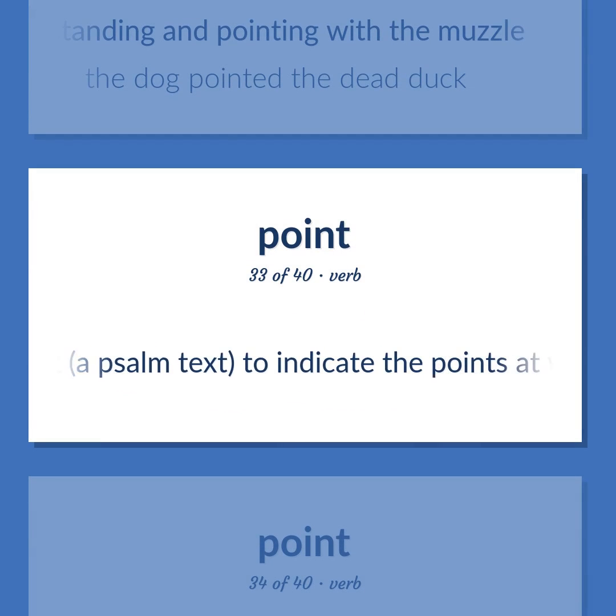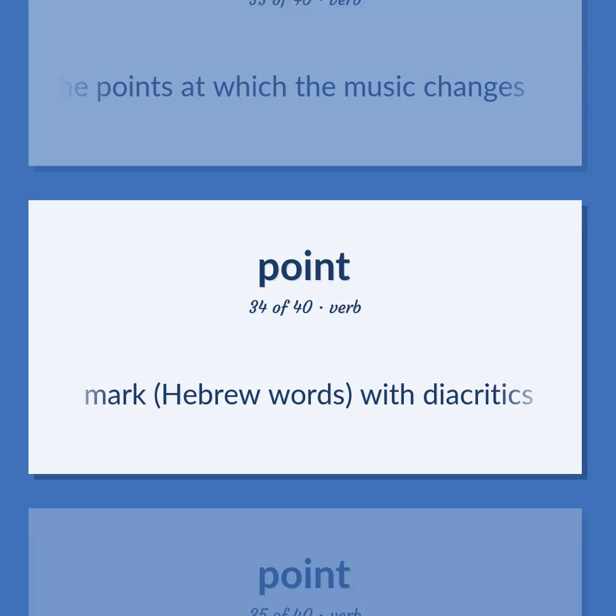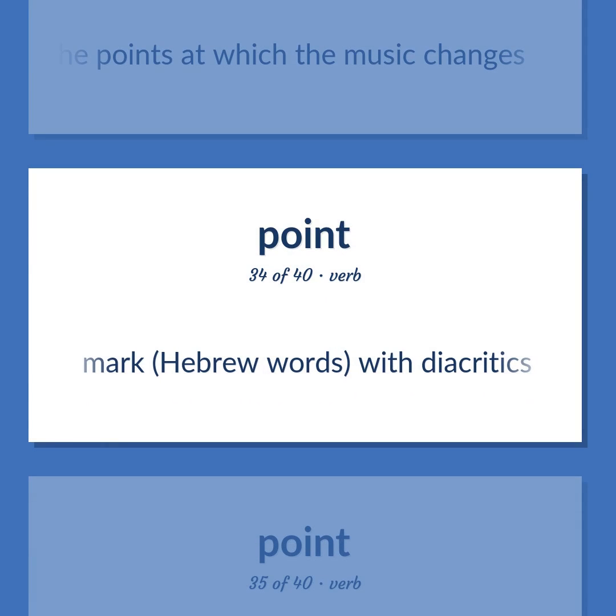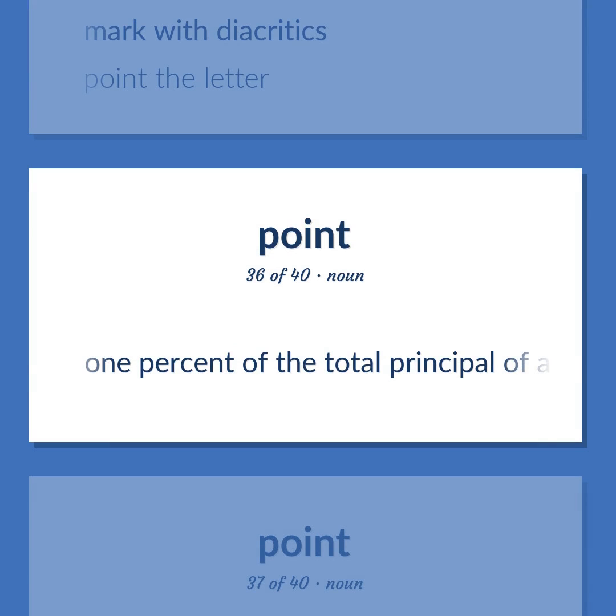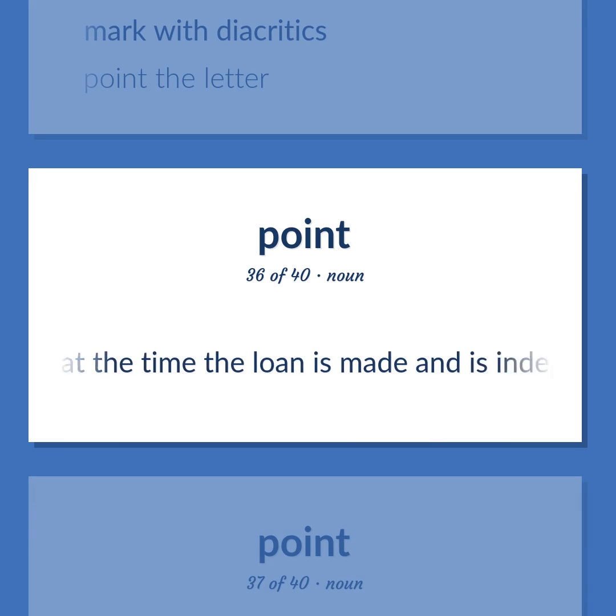Mark a psalm text to indicate the points at which the music changes. Mark Hebrew words with diacritics. Mark with diacritics. Point the letter. 1% of the total principal of a loan. It is paid at the time the loan is made and is independent of the interest on the loan.